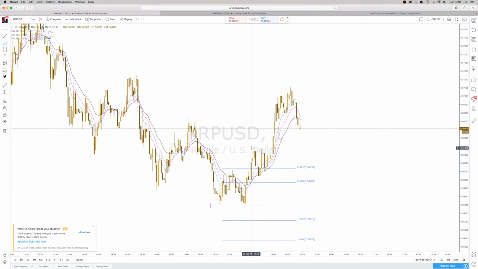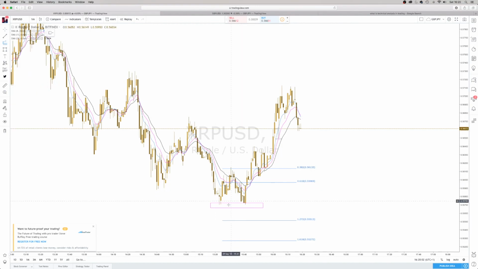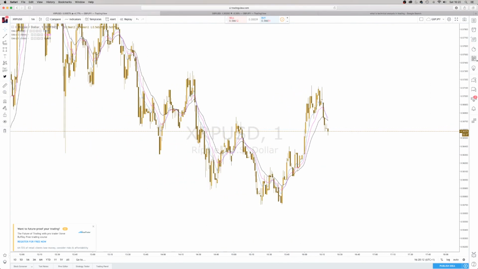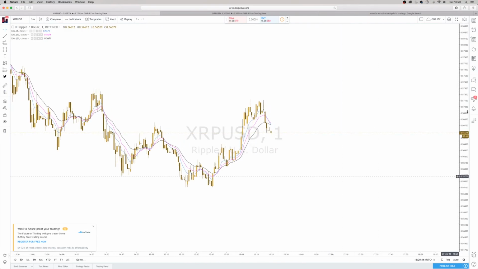Where can we go? Fib extensions. There we go. Swing low, swing high, swing low. Oh yeah, we would have hit the 618. I mean, again, there's lots of things you can do, but I don't trade crypto because it's too volatile and it's too bloody crazy.